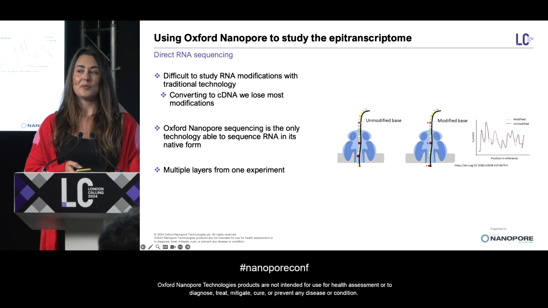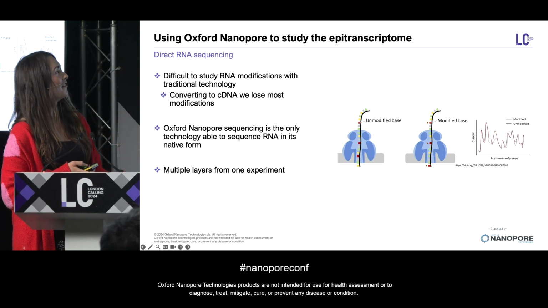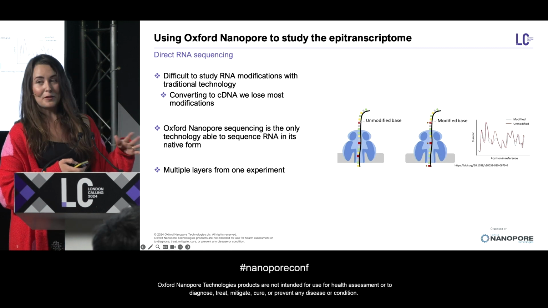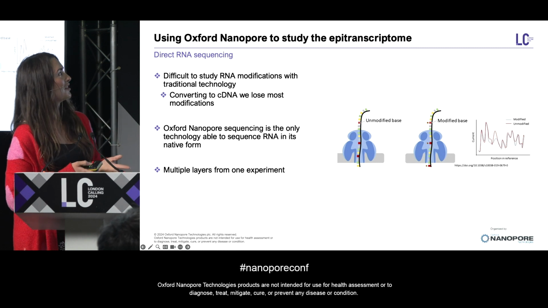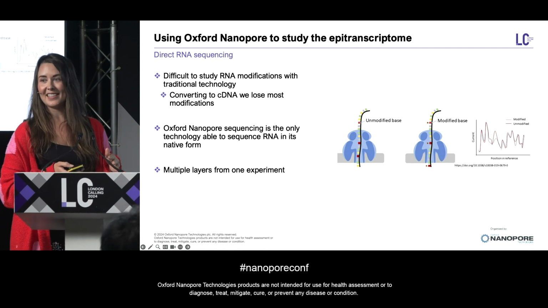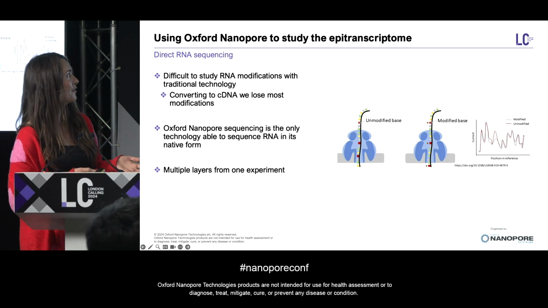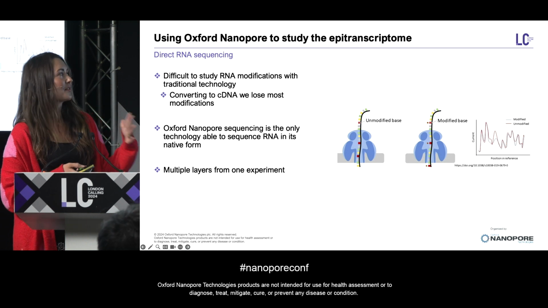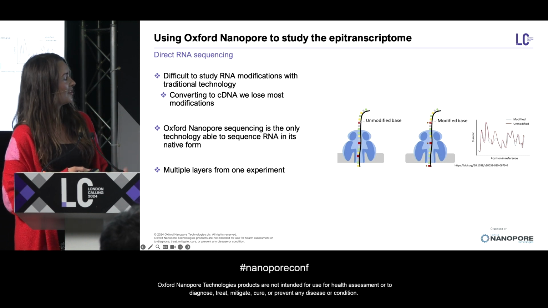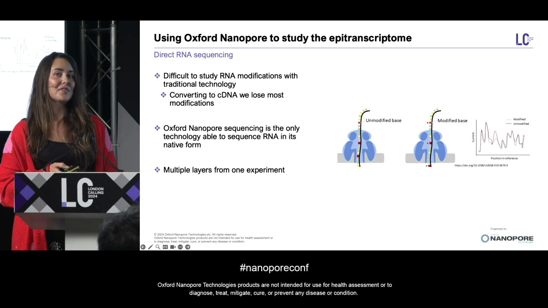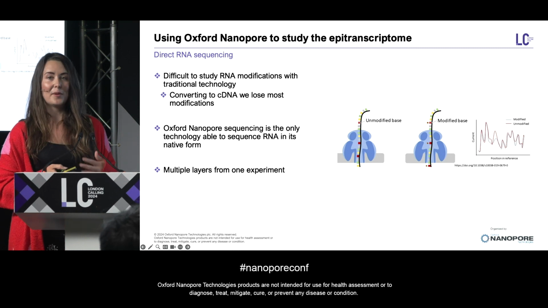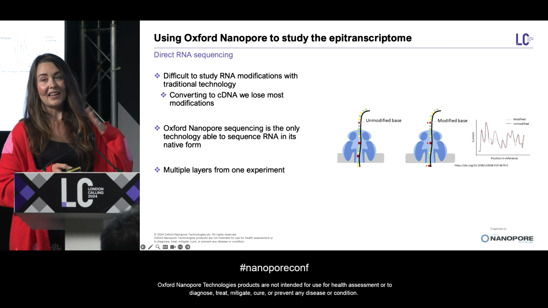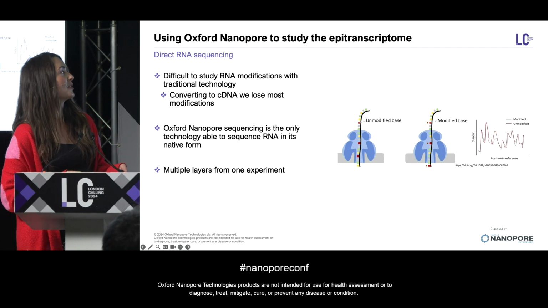So we can use Oxford Nanopore to study the epitranscriptome, using direct RNA sequencing to look at native RNA. This has been really difficult in the past. Logan also gave a really nice introduction to this, because as soon as we convert to cDNA, we lose all the RNA modification information. And some of the older technology is quite laborious and difficult for generating data. So Oxford Nanopore sequencing is actually the only technology where we're able to sequence native RNA, and we also get the transcriptomic information as well as the epitranscriptome.